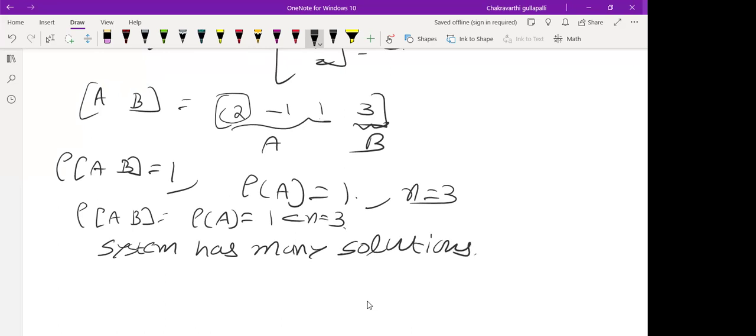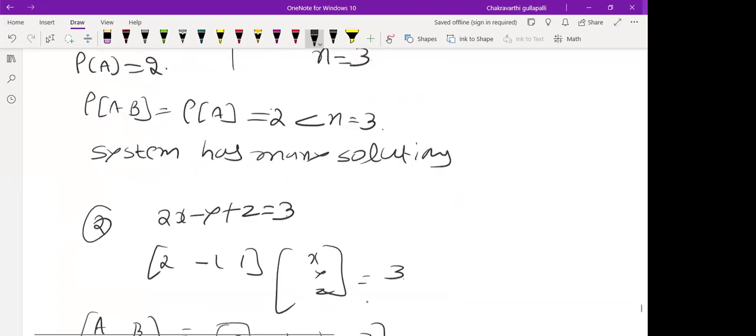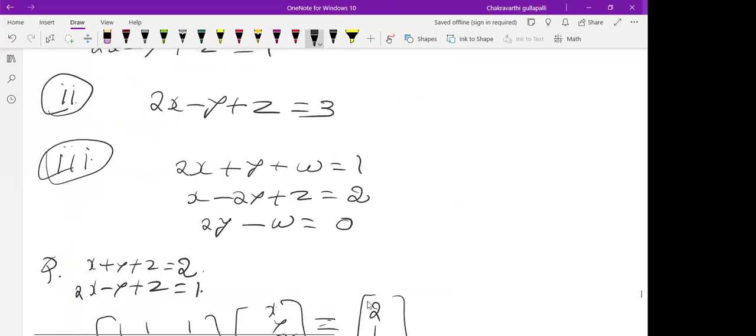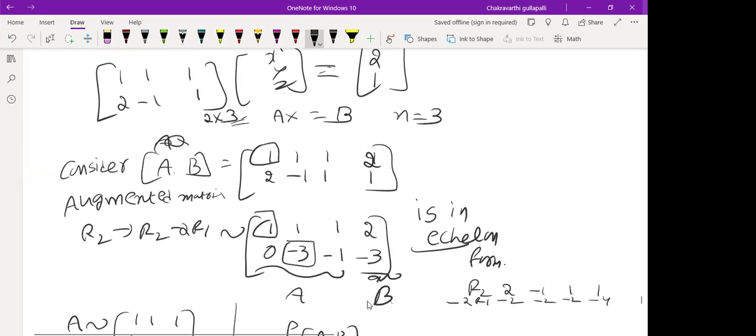Okay. Next. Third case. Here how many unknowns do we have? 4, because x, y, z, and w is also there. There are 4. So let us solve. Only 3 equations.